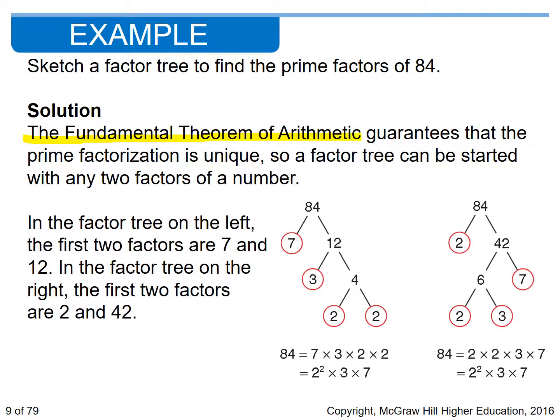Okay, so here's a factor tree where I started with 7 and 12 to make 84, and then finished out the factor tree, and I have 7 times 3 times 2 times 2, which written with exponents in ascending order would be 2 squared times 3 times 7. Okay, for 84, here I started out with 2 times 42. But notice that no matter how I started, I end up with the same factorization each time.